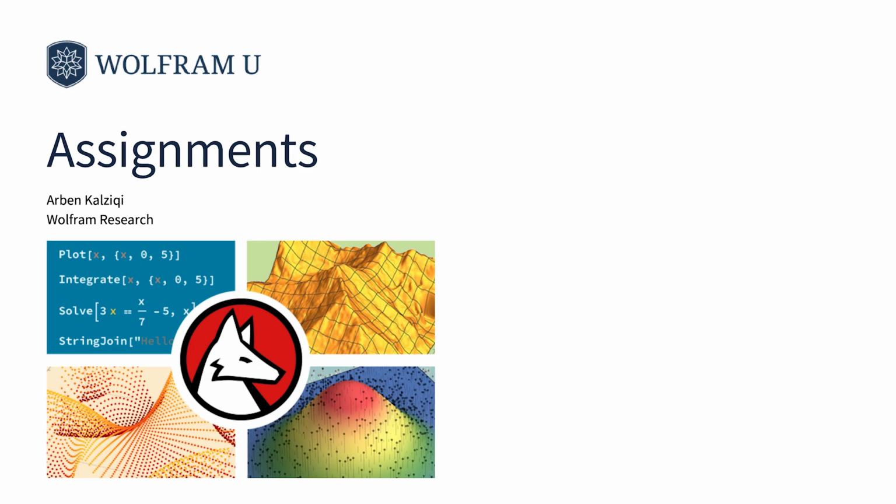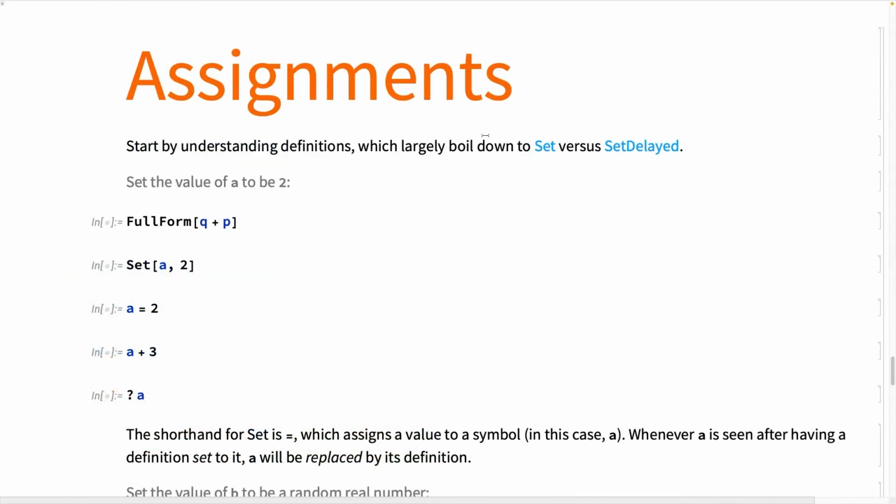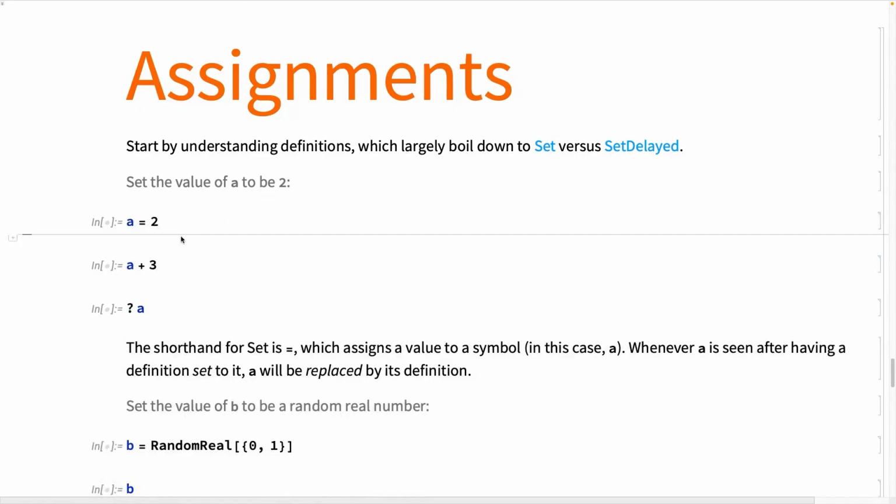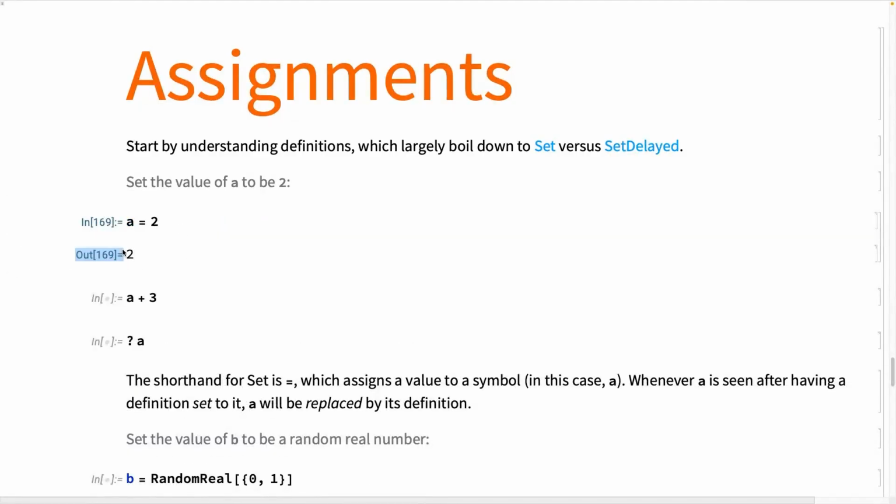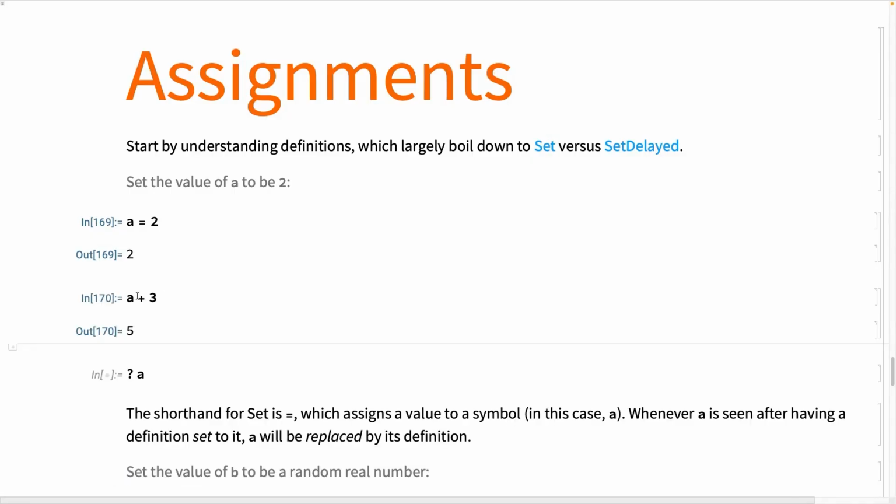So I think in order to understand definitions, we should take a look at just Set and SetDelayed. Those are really the two primary ways to understand this thing. So if we do a equals 2, let's say, what we should have here is that whenever a appears in the computation, it's already 2. So a plus 3 is 5. Big surprise, right? 2 plus 3 is 5.